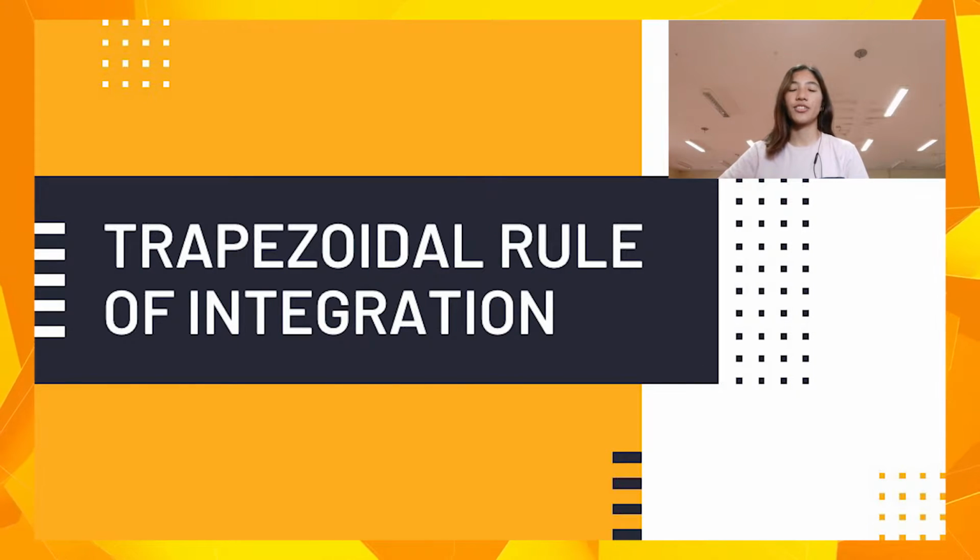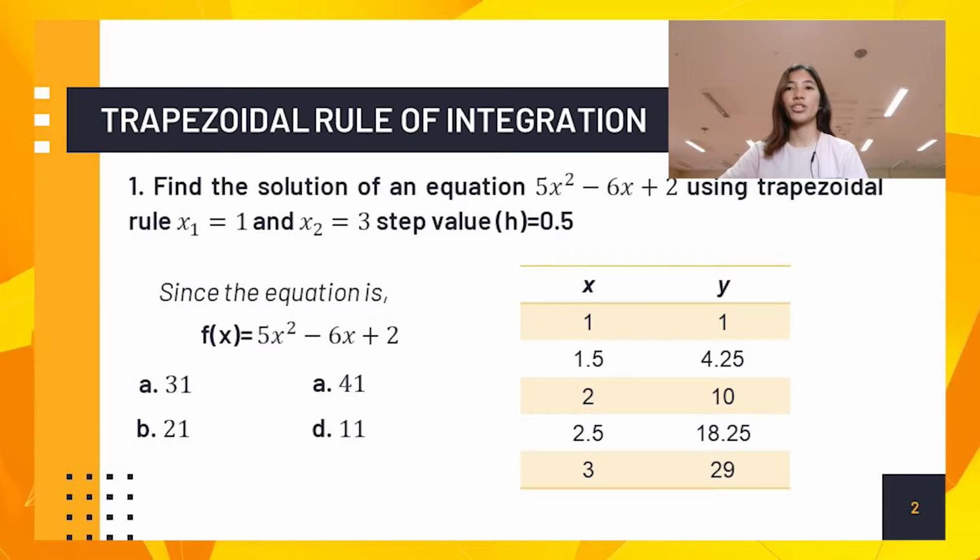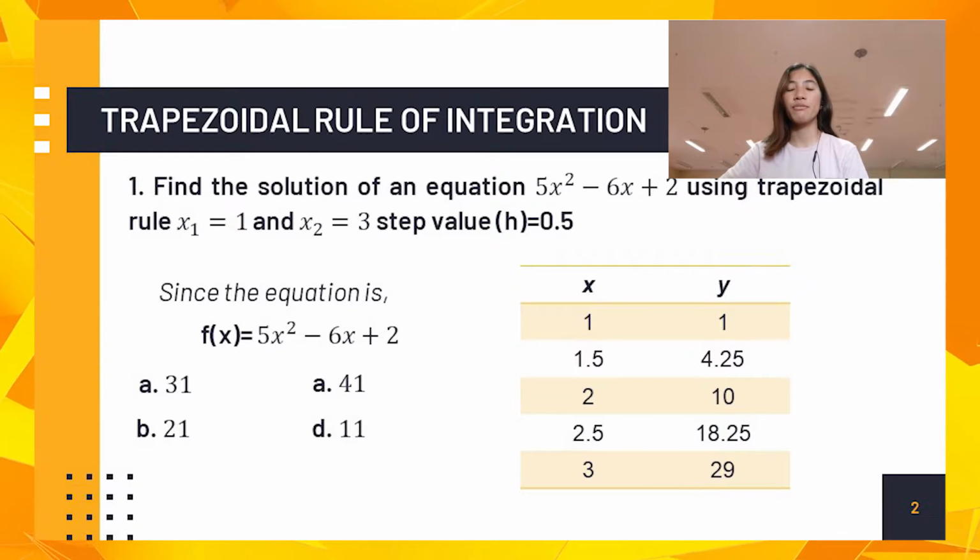For the first question in trapezoidal rule of integration, we are asked to find the solution to the equation 5x squared minus 6x plus 2 with x sub 1 equal to 1, x sub 2 equal to 3, and step value h equal to 0.5. In solving this problem, we need to tabulate first the values we will be needing, which are the values of x and y. Corresponding to the values of x sub 1 and x sub 2 with a step value of 0.5, the values of x will be 1, 1.5, 2, 2.5, and 3.